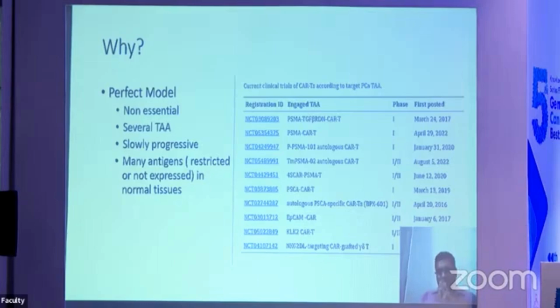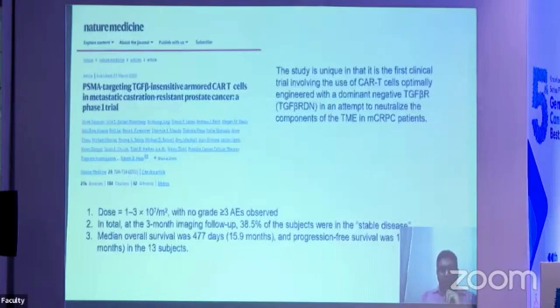Let's look at the role in prostate cancer. Now, prostate cancer is a perfect model for CAR T therapy. Why? It's a non-essential organ. It has several tumor-associated antigens, which I have listed there. It is slowly progressive, so it gives the chance for immunotherapy to act. And there are many antigens which have restricted expression or no expression in other normal tissues. A lot of these, like PSMA, PCA, PAP, have been tried, and this is in progress.